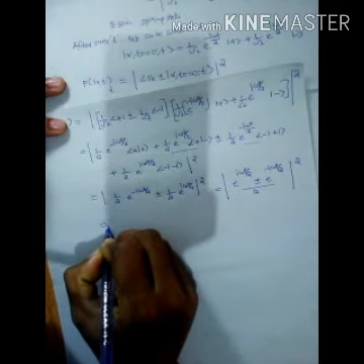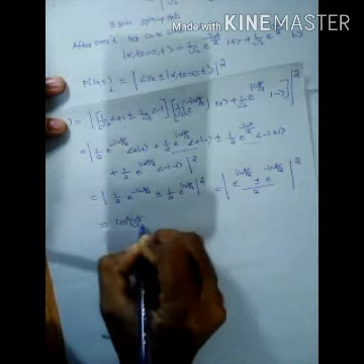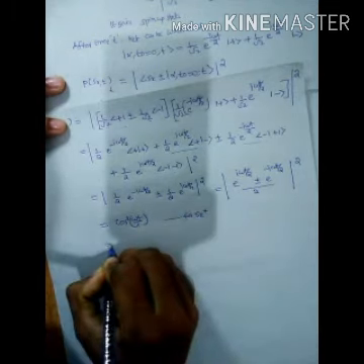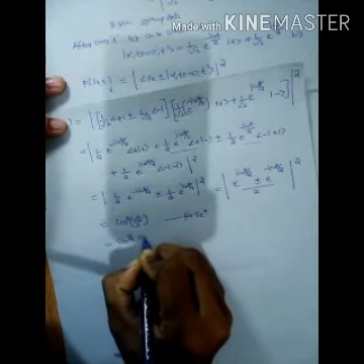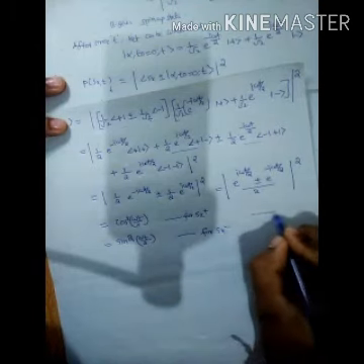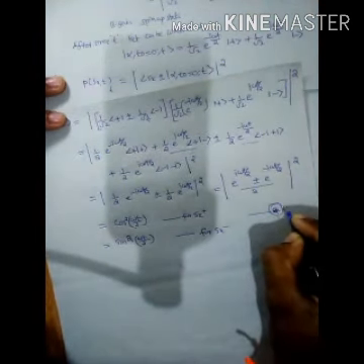So two possibilities: cos square omega t by 2 is for Sx plus, and sin square omega t by 2 is for Sx minus. Put this as equation number 10.